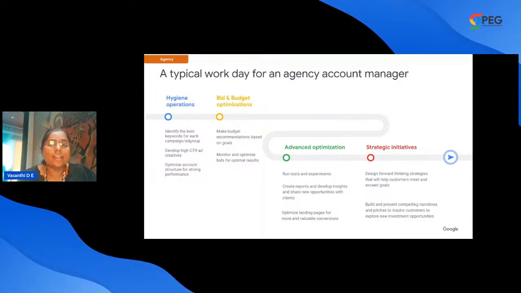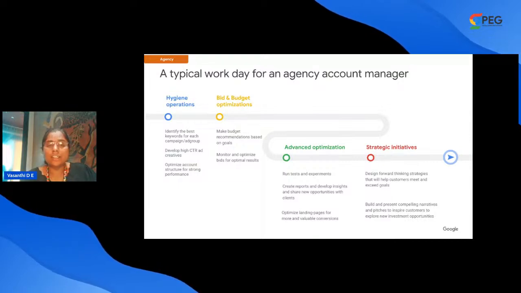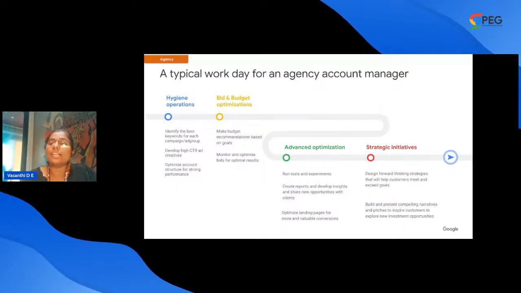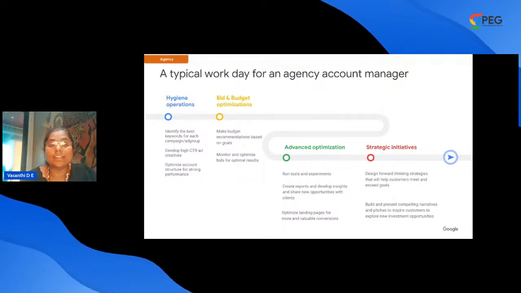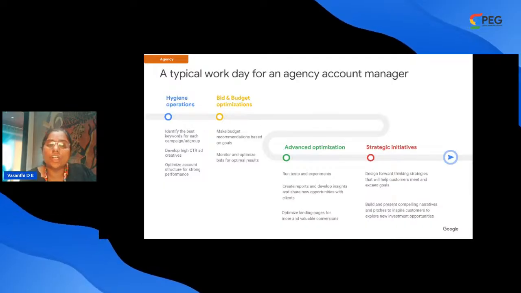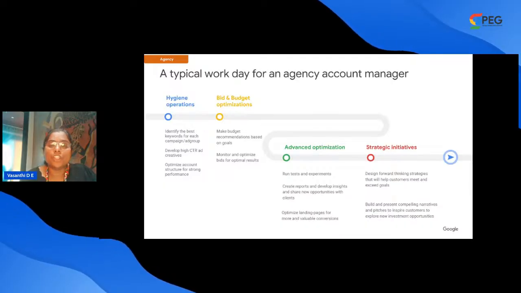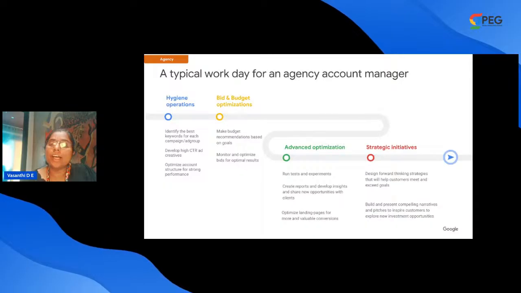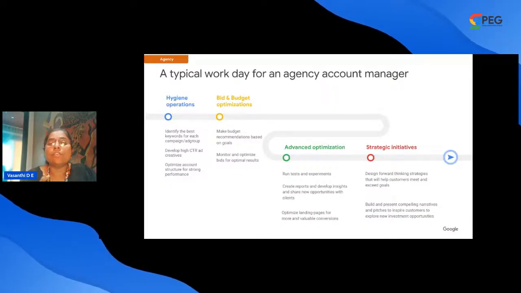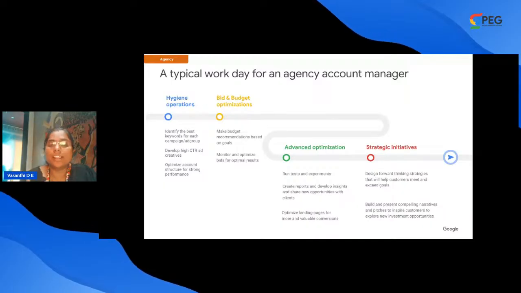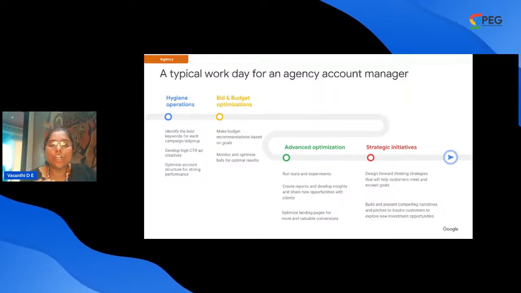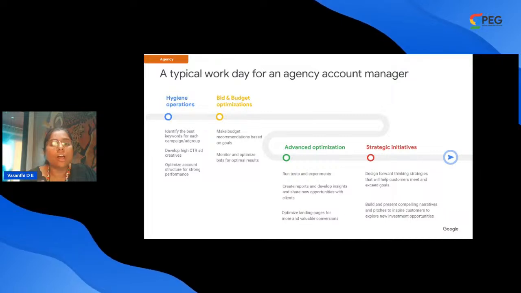Now, in today's landscape, particularly with the introduction of the OptiScore, a typical workday for an agency account manager or advertiser is segmented into four key areas. Firstly, they engage in hygienic operations, which involves best performing keyword identification and also the development of high quality creatives, which can achieve high CTRs as well, and the optimization of the account structure to ensure a strong foundation.